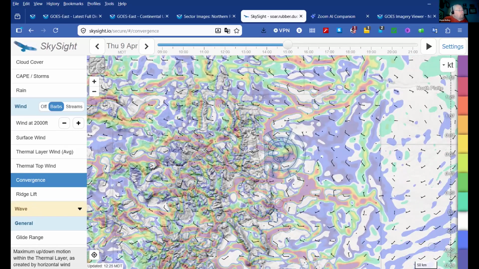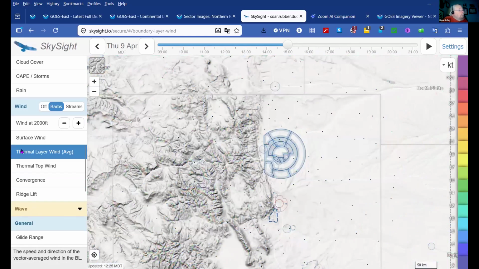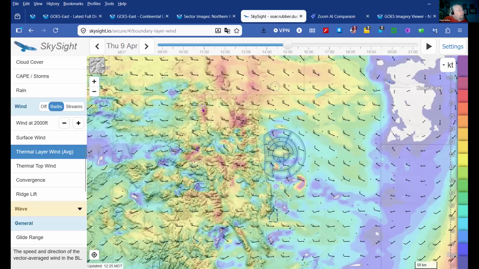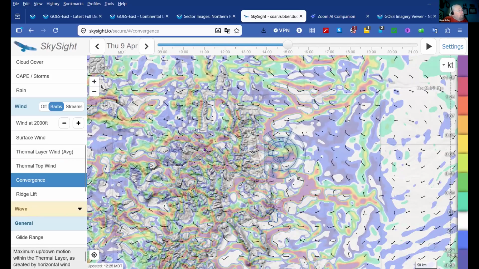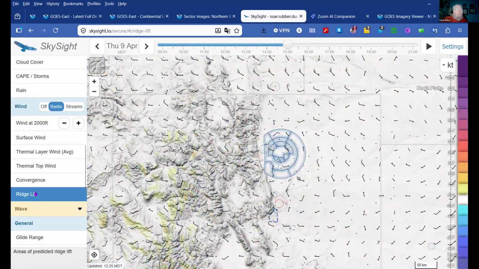Notice that we're going to see some convergence lines back over here in the mountains. So let's go back to our wind and notice that the winds are following the shape of the mountains. The convergence lines are starting to confirm that. And then if we go to the next one, ridge lift, you can see the ridge lift lining up on those mountain chains. So you could use that as a prediction tool.